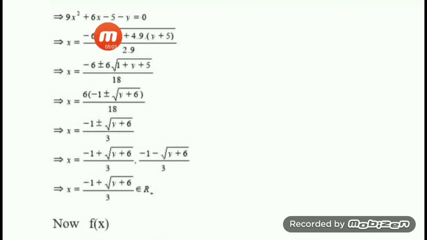9x² + 6x − y − 5 − y. Now, can you factorize it? Obviously not, because the variable y is there, so the middle term we cannot split.